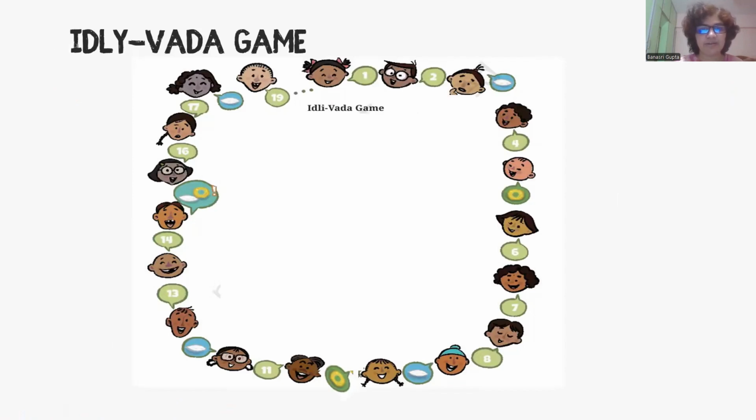So like this, the children will be arranged in a circle. So 1 will say 1, 2 will say 2, 3 has to say idli instead of 3. So likewise 4, then vada. Then there is a problem in this figure. What is that? The girl is saying 6. So what she has to say is idli instead. So after idli, 7, 8, then again idli, then vada, then 11, idli, 13, 14, idli vada, because this 15 is a multiple of both 3 and 5. So the game continues.